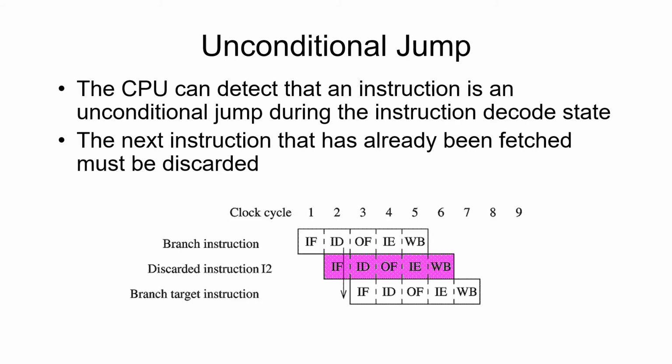Here's a diagram of an unconditional jump where the processor, as soon as it decodes and says, oh, this is a jump, has already fetched the next instruction. So it has to discard the second instruction because that's not the appropriate instruction to execute. Instead, it should be fetching the instruction from the location where the machine is jumping to. So this causes it to discard an instruction. And of course, that processing has been wasted.